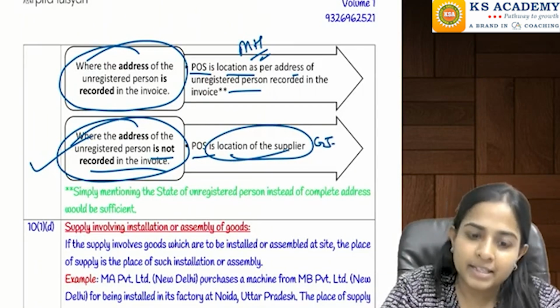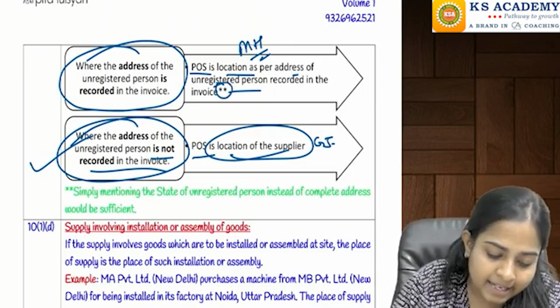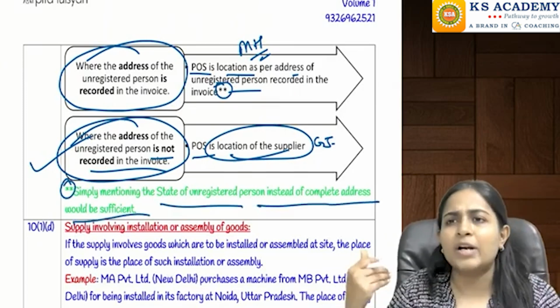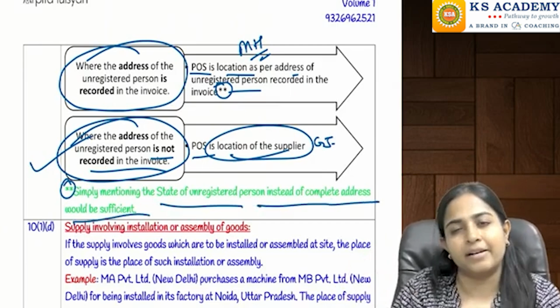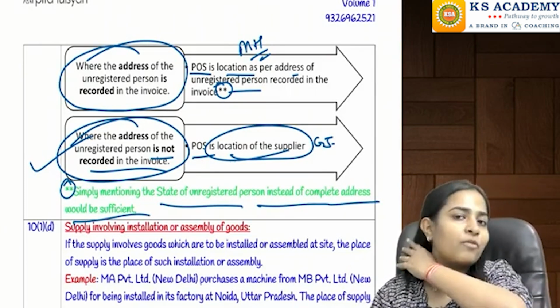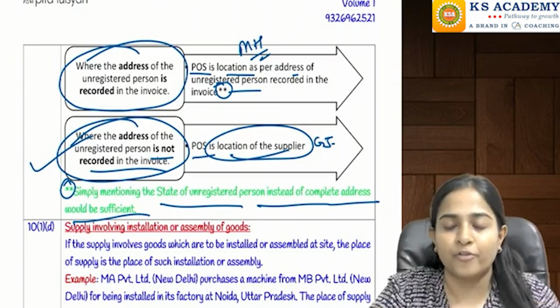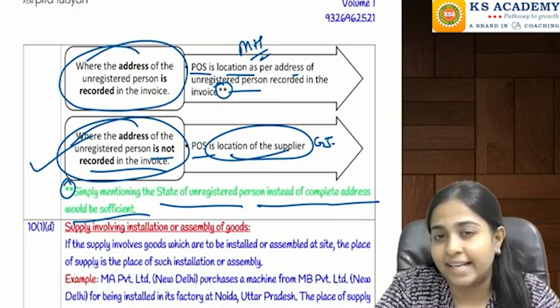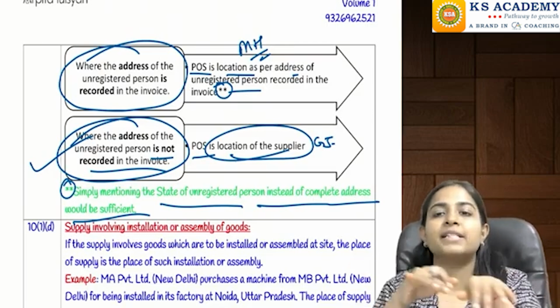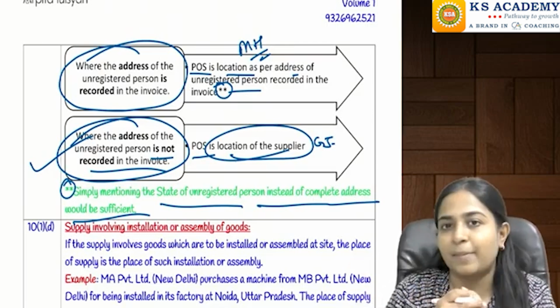Are you clear with this? In this case, simply mentioning the state of the unregistered person is enough. He need not ask for the full address from me because I am an unregistered person. He can just take my state. If he asks me, Arpita, what is your state, from where are you, ultimately where are you going to take these goods, and I say that I am from Maharashtra, then if he writes Maharashtra in the invoice, the place of supply will be Maharashtra.